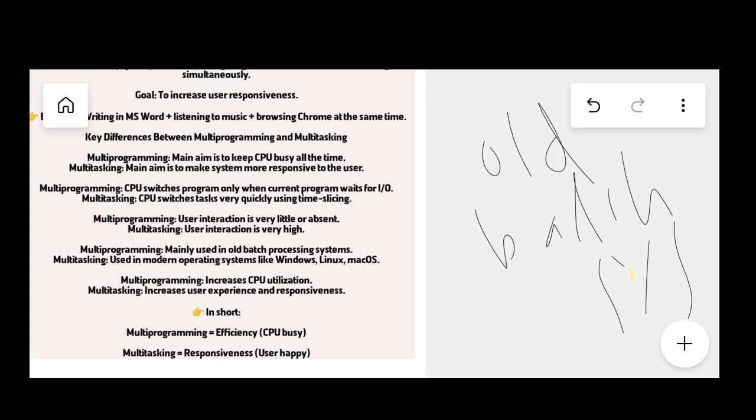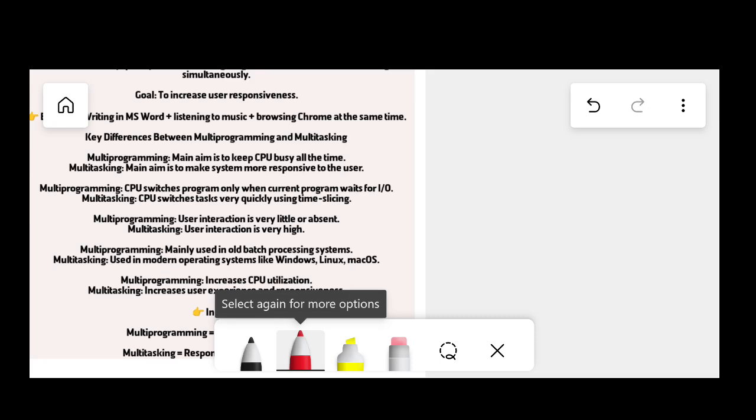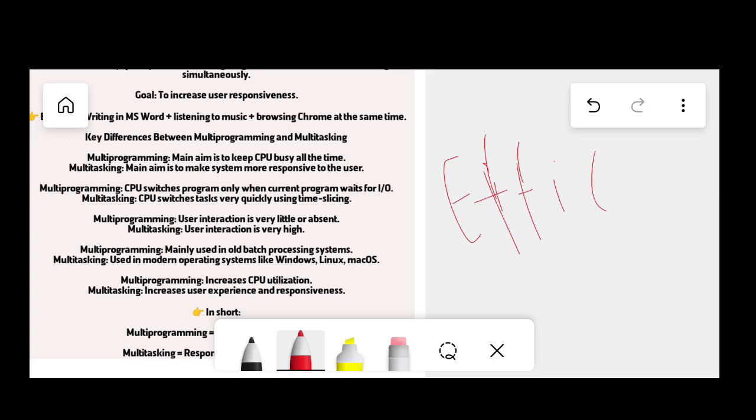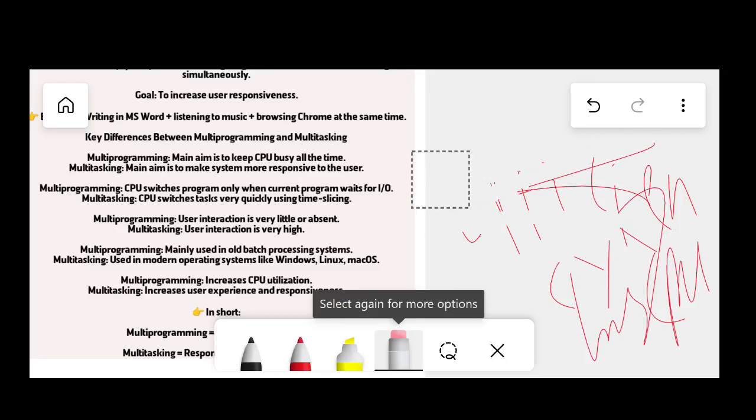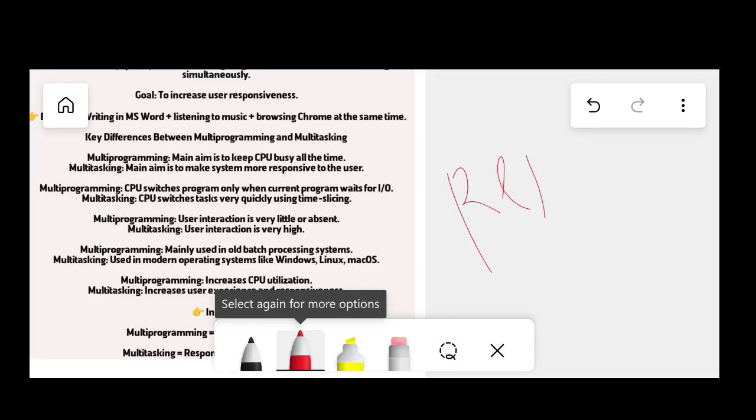Basically, multiprogramming means efficiency, like CPU always busy, and multitasking means responsiveness, user always happy.